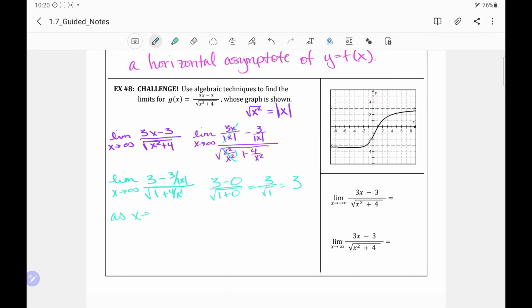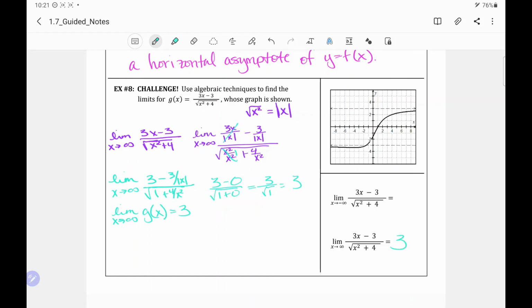I'm going to write out some little notes here. As x goes to positive infinity, the limit is 3. That's what I need to write. Got ahead of myself. And this is g of x. So the limit as x goes to positive infinity is 3. That one is right here.